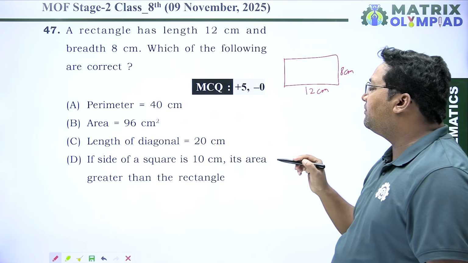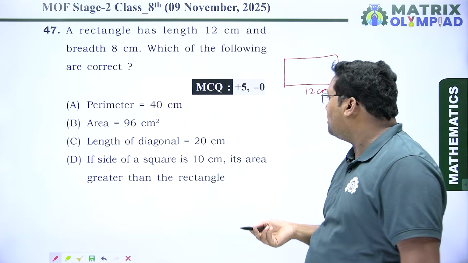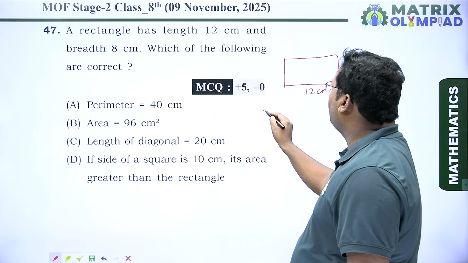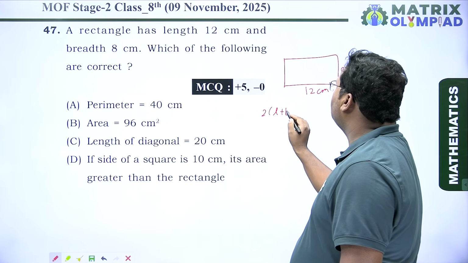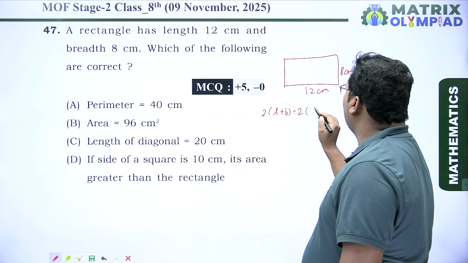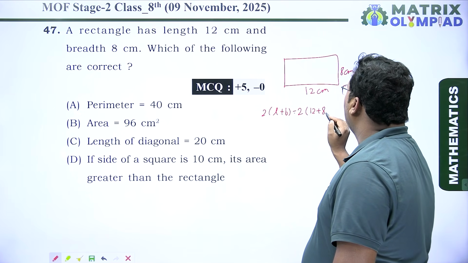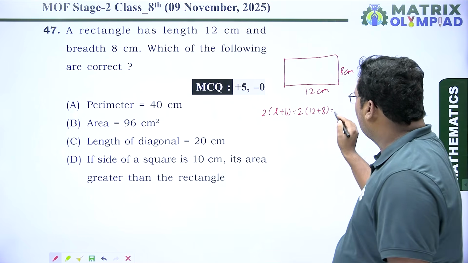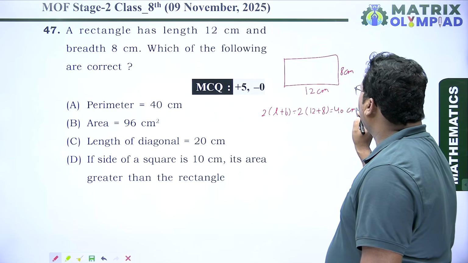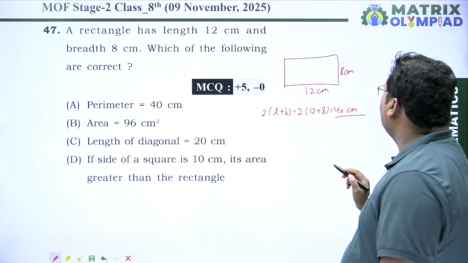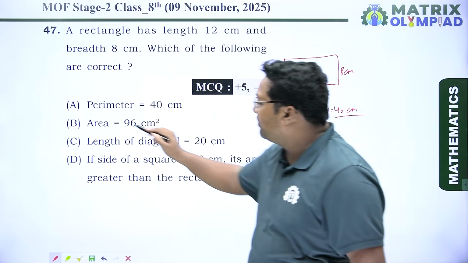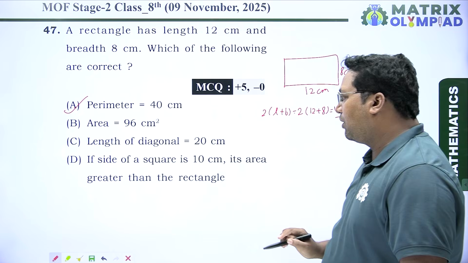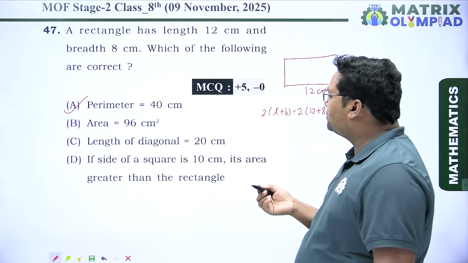So first option is given perimeter equal to 40 centimeter, and we know the perimeter of rectangle is 2 into L plus B. It means 2 into 12 plus 8. 12 plus 8 is 20. 20 into 2 is 40. So the perimeter of this rectangle is given 40 centimeter. It means first option is true option. So it is a right option.